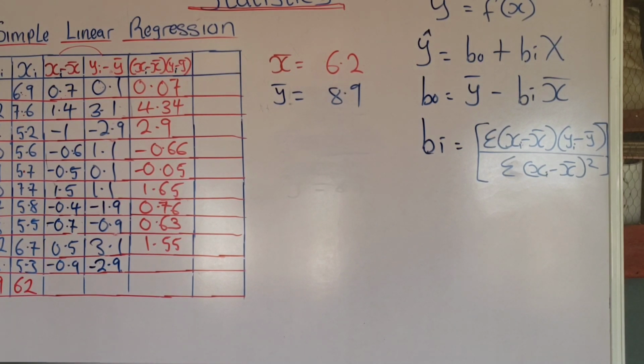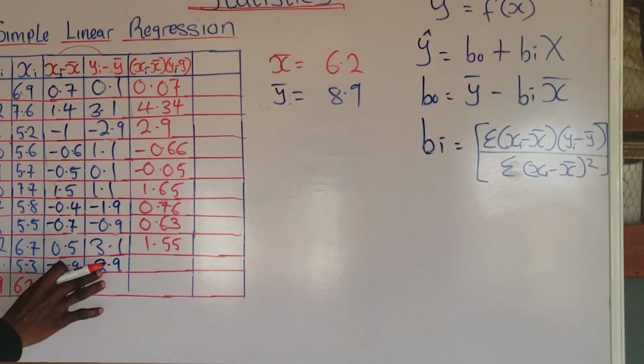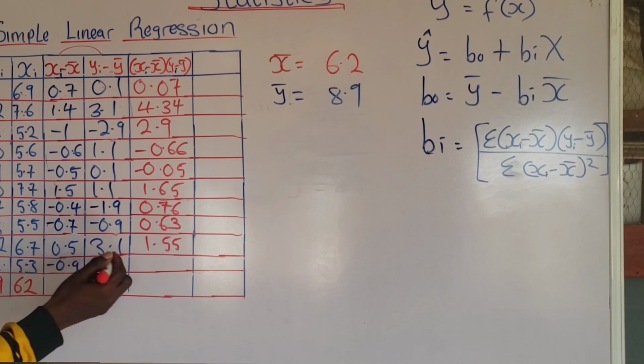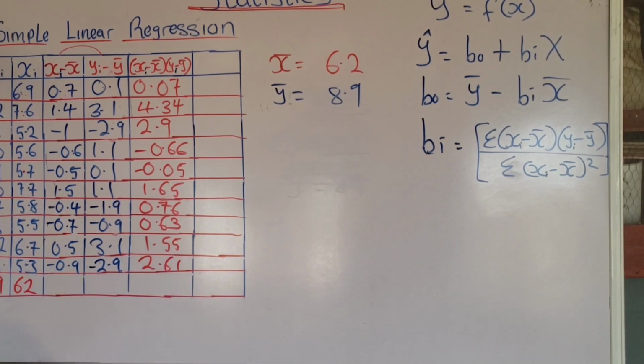Make use of a calculator. If you are permitted to use a calculator in the exam, make use of it so that you won't have errors. Now, for the value of these cells, I'm going to have negative 0.9 multiplied by negative 2.9. That will be 2.61. Okay, so we have gotten all these values. I just want to check if there is any need for correction.